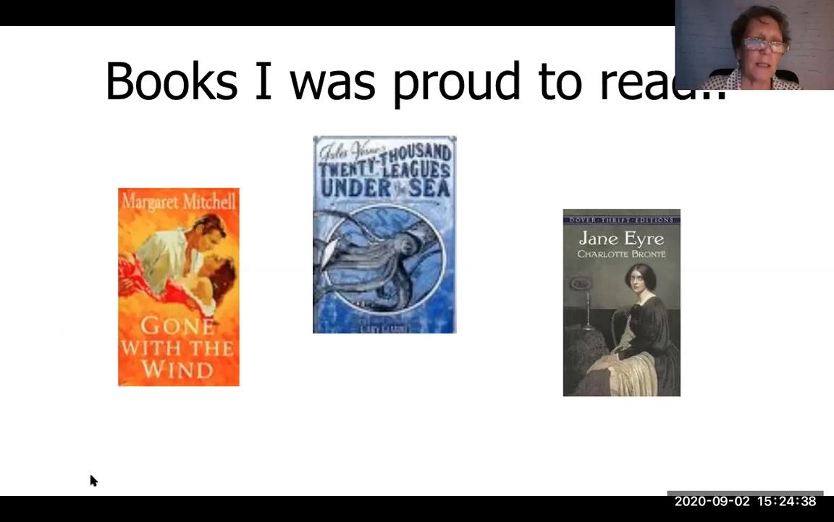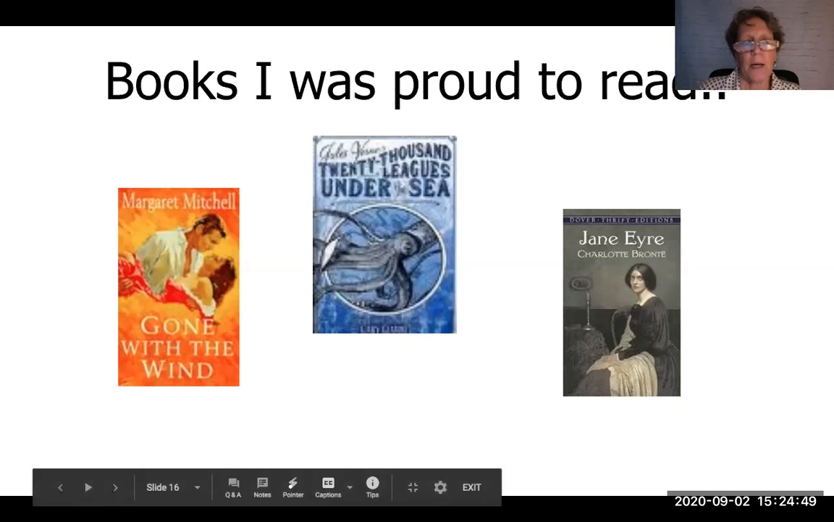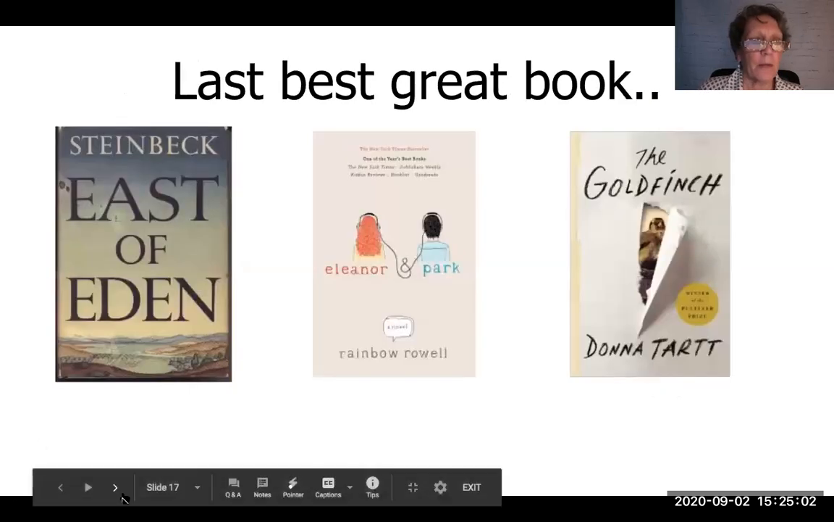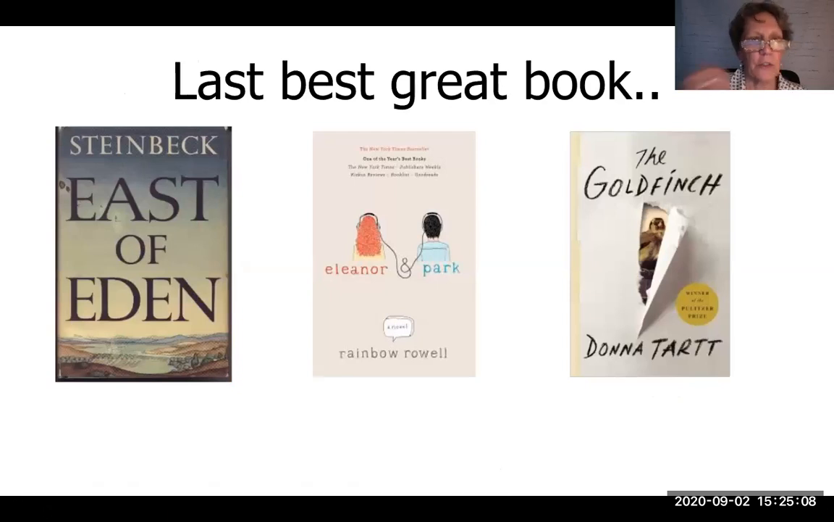So that's something to think about when you watch the behaviors of your students. 20,000 Leagues Under the Sea was an assigned book. I hated it, but I finished it. So I was proud to have stuck through that. And then Jane Eyre I read as I think I was in the 8th or 9th grade, and I chose that myself, and I knew it was a classic, and I liked the story, and I was really proud of myself for finishing that.